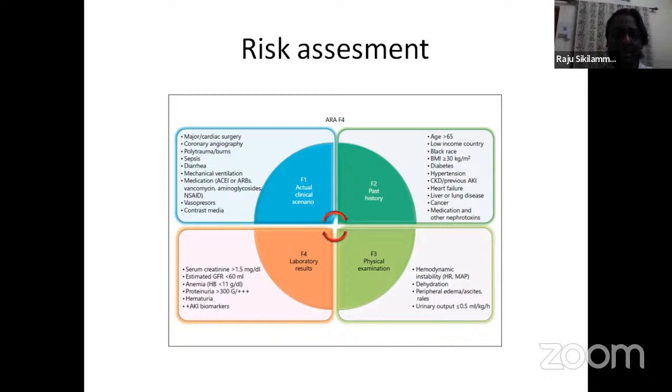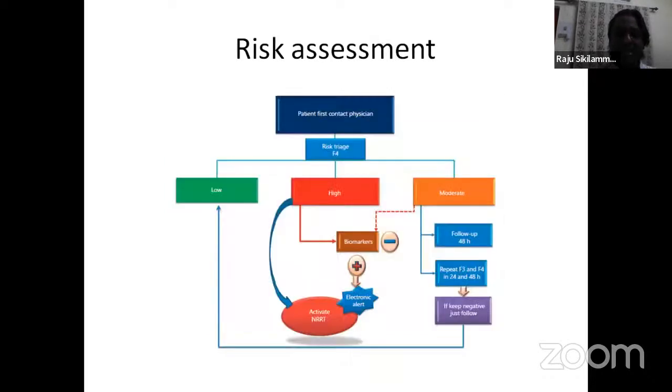Then the F4 criteria, laboratory criteria, show serum creatinine more than 1.0 milligram per deciliter, estimated GFR less than 60 ml, anemia with hemoglobin less than 11 gram per deciliter, proteinuria more than 300 milligram or 3 plus, and hematuria, and presence of the AKI biomarkers.